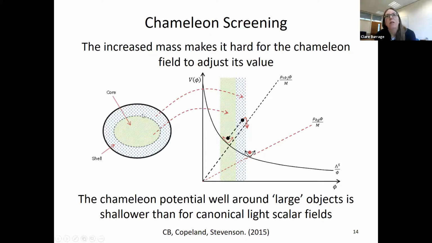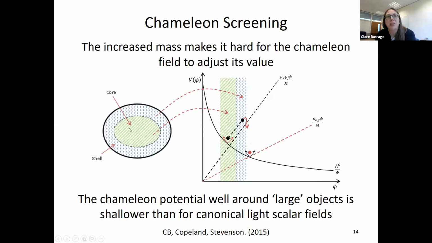Now if we think about the other extreme, deep inside the source, if our source is very heavy, much heavier than the background density, the field is now moving in the sum of the solid black line and the black dashed line. So the minimum of the field has shifted. The mass of fluctuations around that minimum is much larger, and it's much harder for the field to evolve. It costs more energy. So there's a region in the interior of our object where the field is effectively constant and stuck at this value.